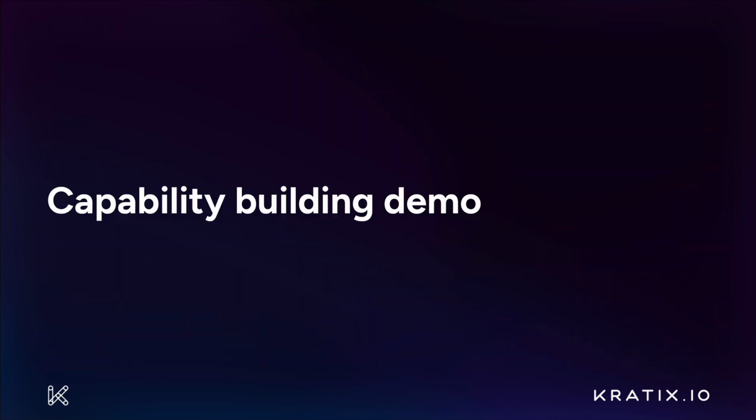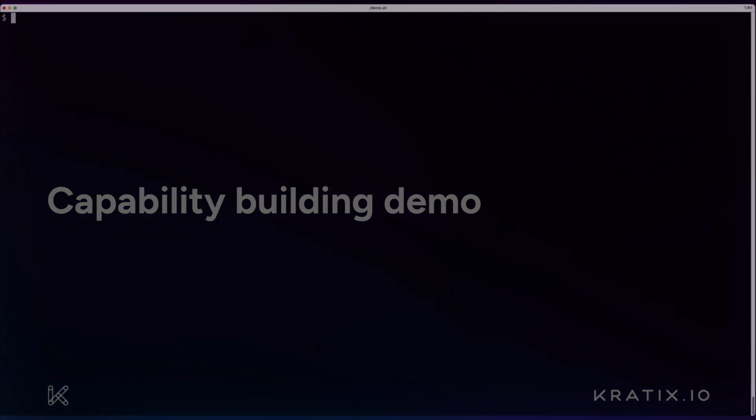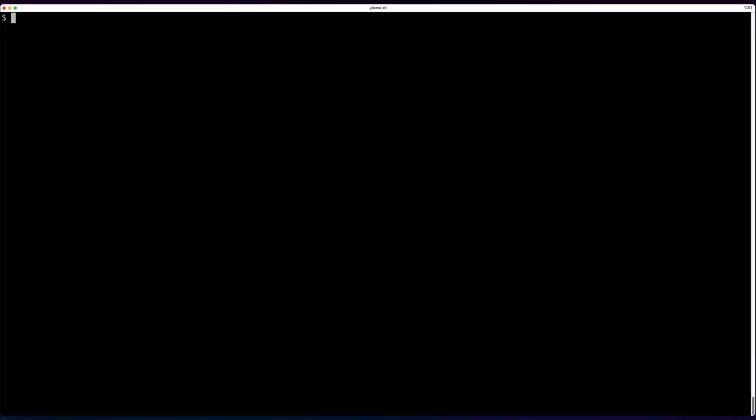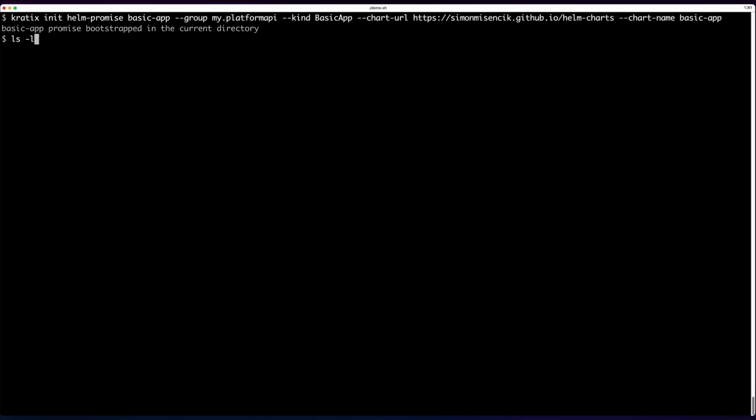Since the experience of the capability builders is so key to making decisions about how to build your platform, let's do a quick demo about how you can use Kratix to transform a Helm chart into a self-service and on-demand API with ease. So here we are in the terminal, and what we're going to do first is use that CLI to initialize a new promise where we define the API name as well as the Helm chart that we're going to be creating it from. By running this command, we get a couple of files.